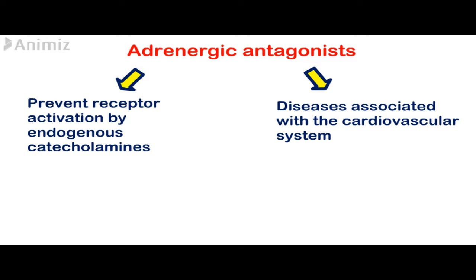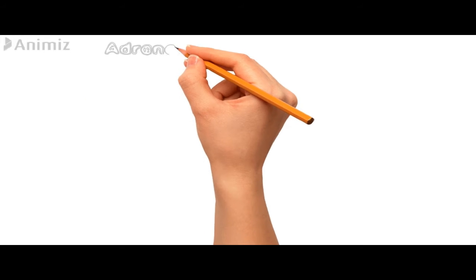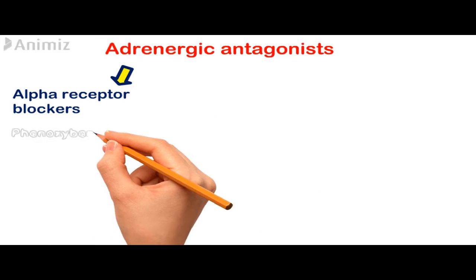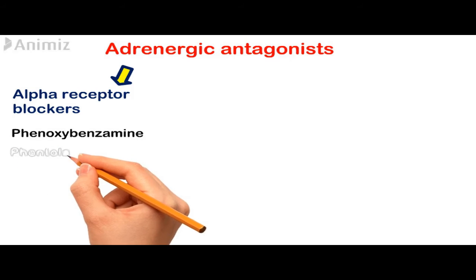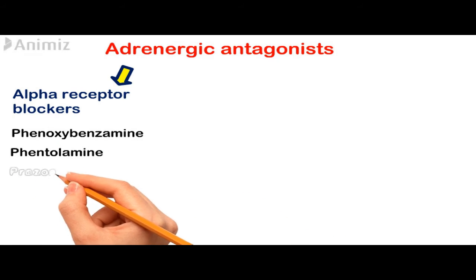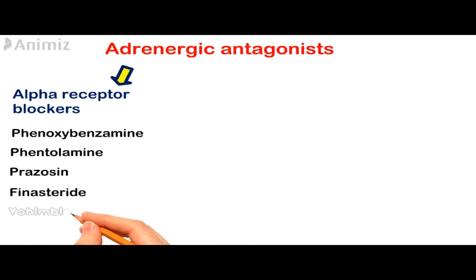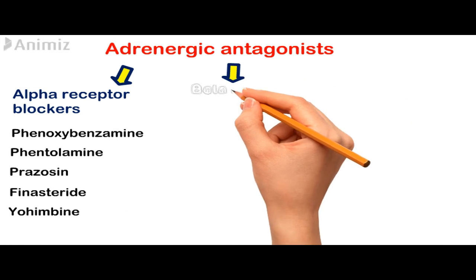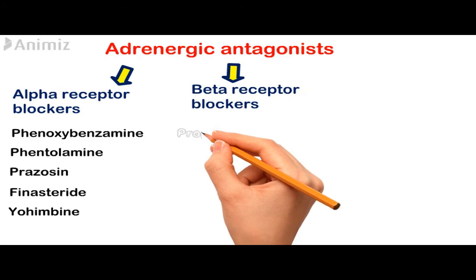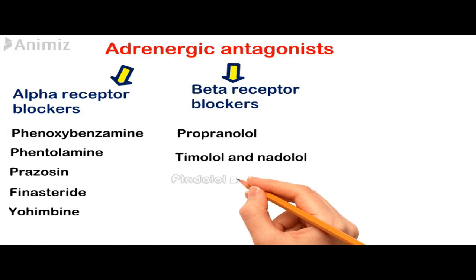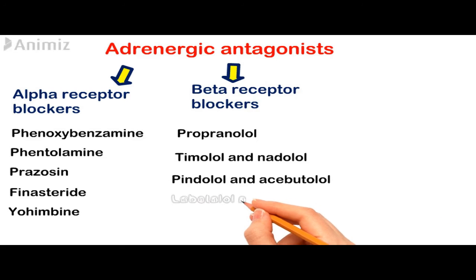These adrenergic antagonists are divided into three groups. The first group are alpha-1 receptor blockers. These alpha receptor blockers include non-selective ones which block alpha-1 and alpha-2, and selective ones which block only alpha-1 receptors. The non-selective ones are phenoxybenzamine and phentolamine. The selective ones are prazosin and finasteride, and also we have yohimbine which is an alpha-2 receptor blocker.